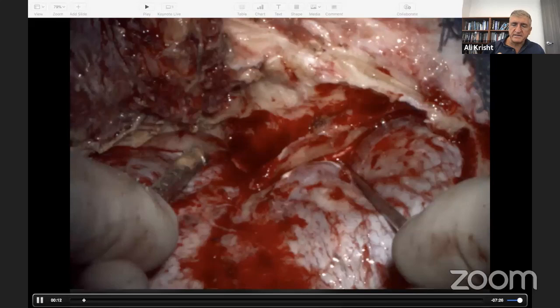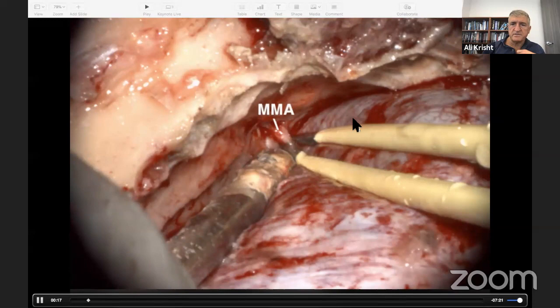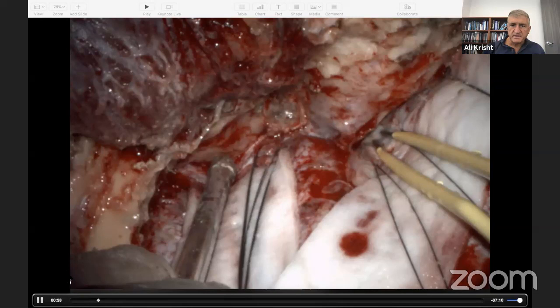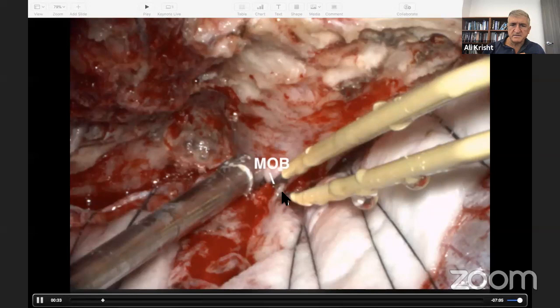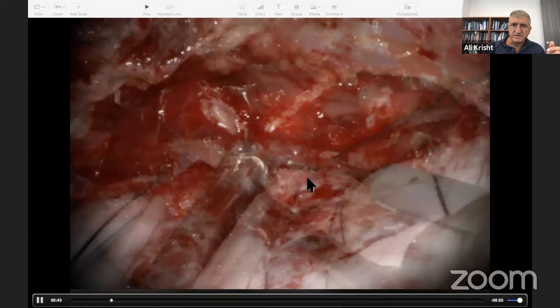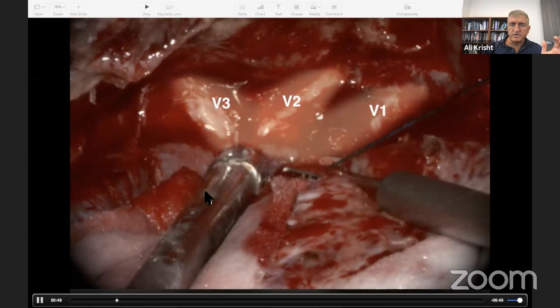The extradural components are left-sided. So this is the middle meningeal artery. This is frontal, and this is temporal in this area. And these are the tack-up dural stitches. And this is the meningo-orbital band with the meningo-orbital artery in it. And we're cutting it. And this is where you start the dissection process along the lateral edge of the clinoid. And we start getting the V1, V2, V3 exposed.